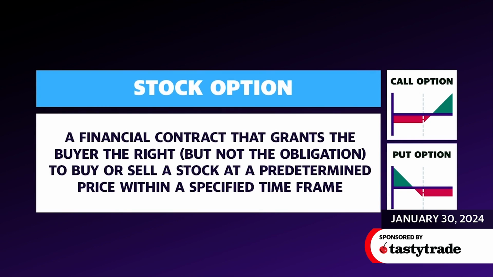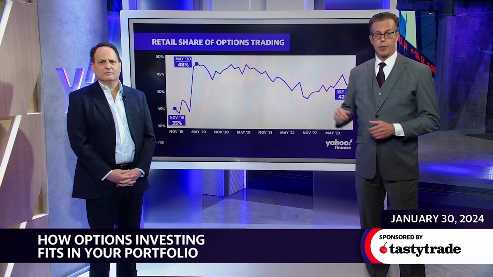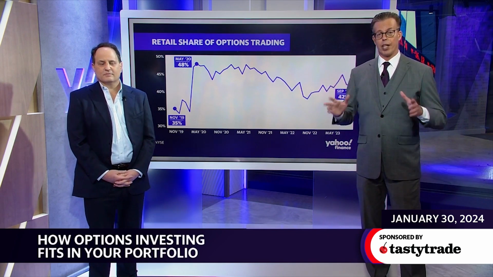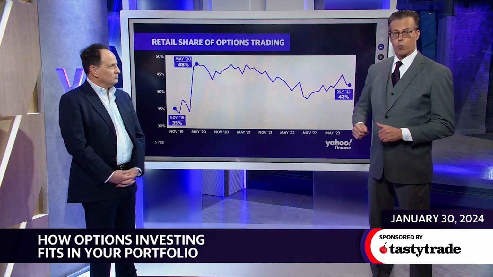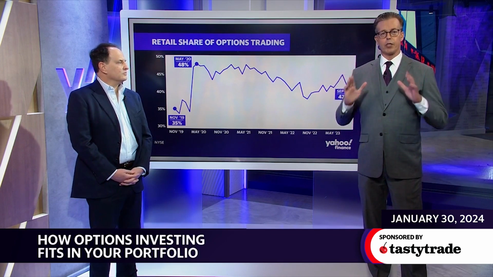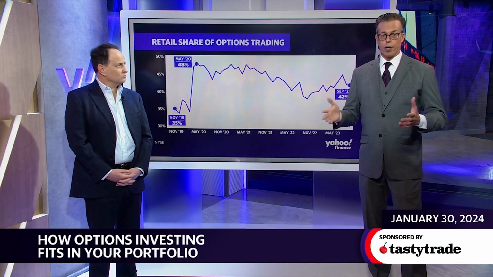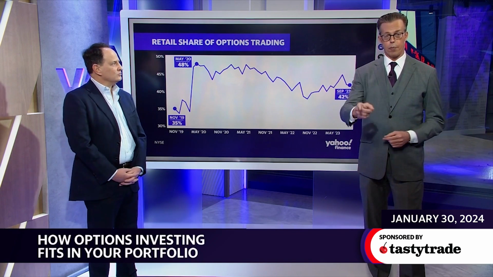Now, option investing has surged since the pandemic, with the retail share of options trading rising from 35% at the end of 2019 to 48% just 6 months later, and that number is declining from its peak, sitting at 42% right now. All of this data compiled by the New York Stock Exchange, by the way. But despite the rise in popularity, we're posing this question: is options trading for all investors? Does it belong in your portfolio?